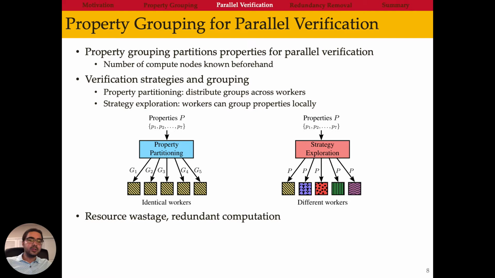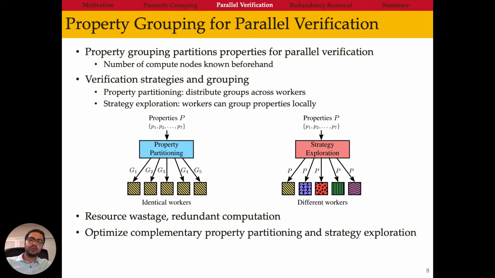However, in the typical usage of these parallel strategies, there is significant resource wastage and redundant computation that should be avoided to maximize verification throughput. Instead of thinking about these verification strategies in silo, we optimize complementary property partitioning and strategy exploration in our work. We identify problems with the typical usage of these strategies and propose optimizations to minimize resource wastage and redundant computation across available parallel workers.